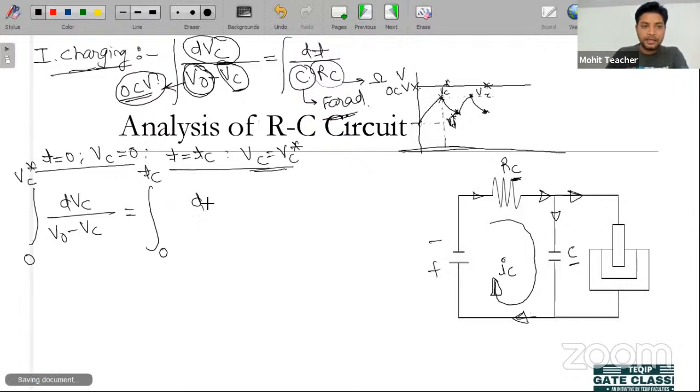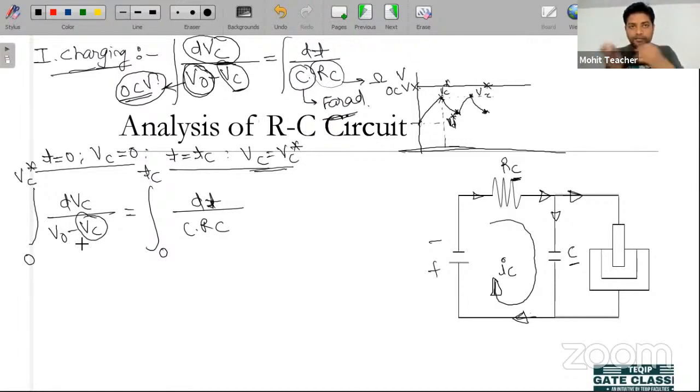So this will be dt upon CRC. Fine. Now when you integrate this one, this is nothing but dx upon x. So that will be ln x, but what is the variable here? V naught is constant, the variable is VC, and VC is where? That is a minus x. So that will be minus ln a minus x. Fine, so this will be minus ln V naught minus VC, and the limits are from 0 to VC star. Fine.